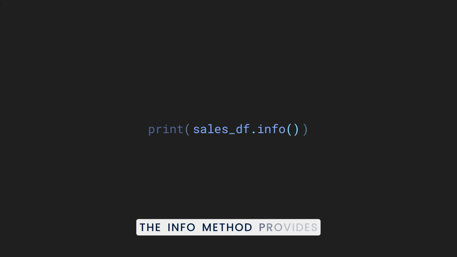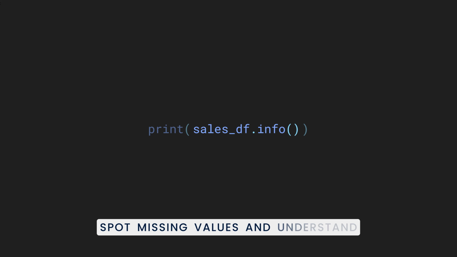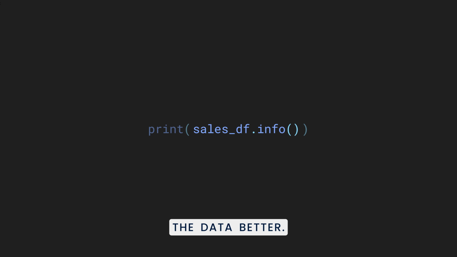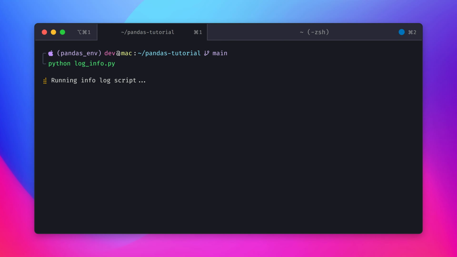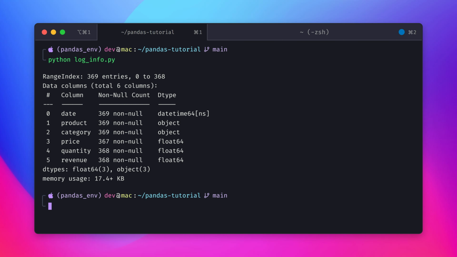The info method provides a concise summary of the data frame. It shows the number of entries, columns, non-null counts, and data types, plus the memory usage. This helps us spot missing values and understand the data better. Running the info log script prints this summary to the terminal. It gives you a clear snapshot of your dataset structure, including how many values are missing in each column.